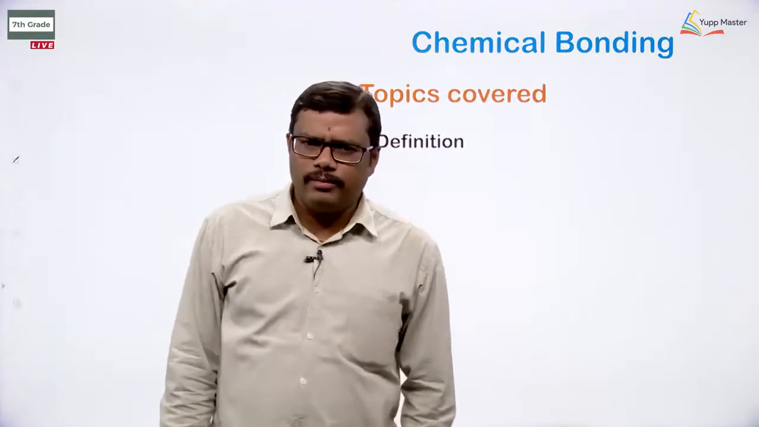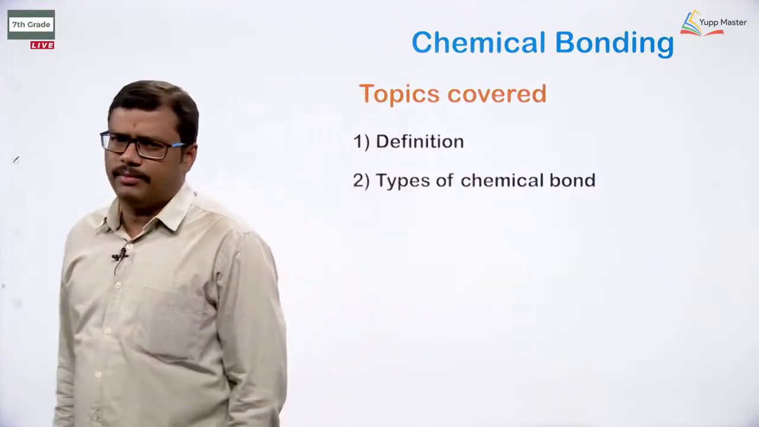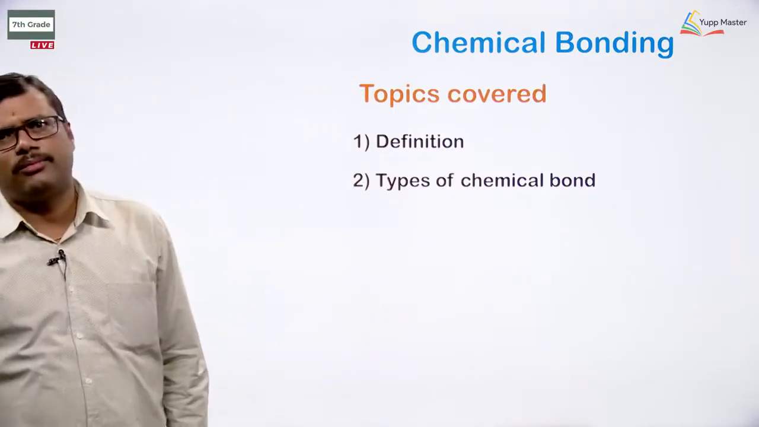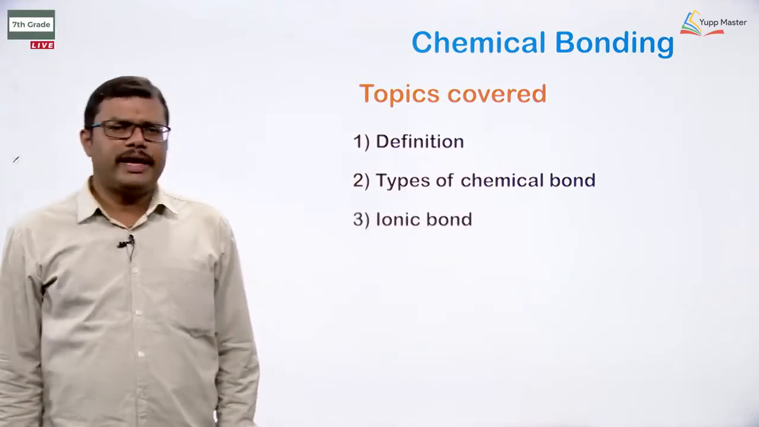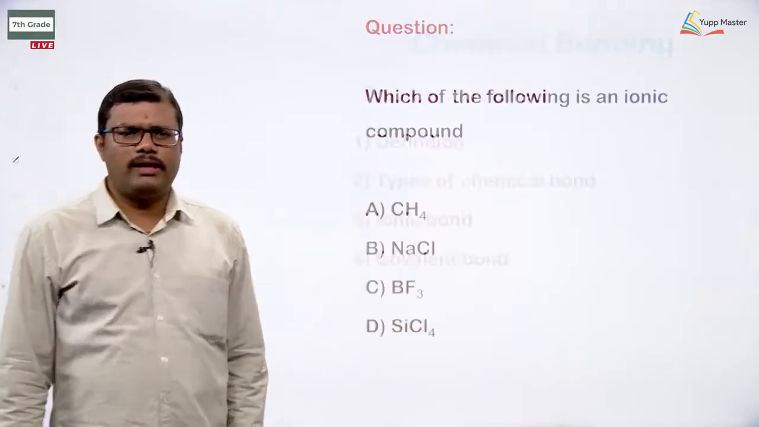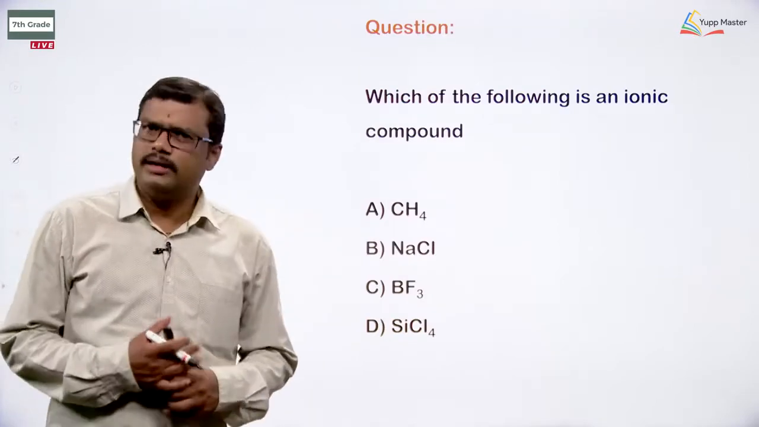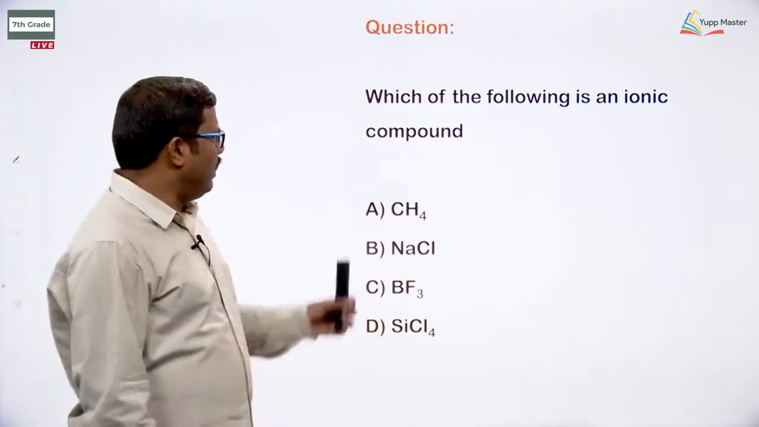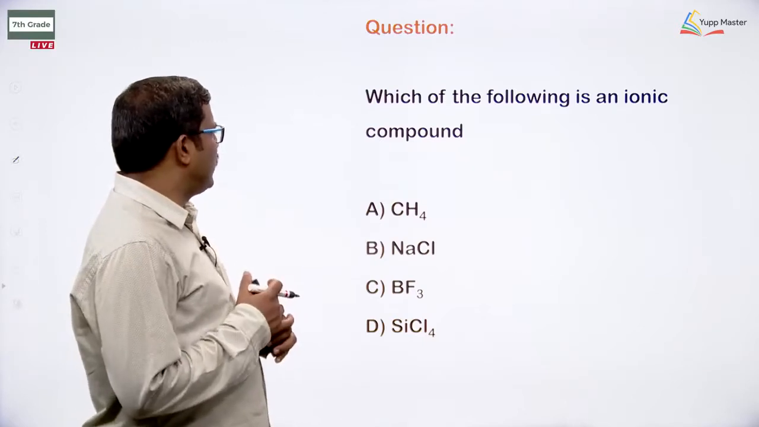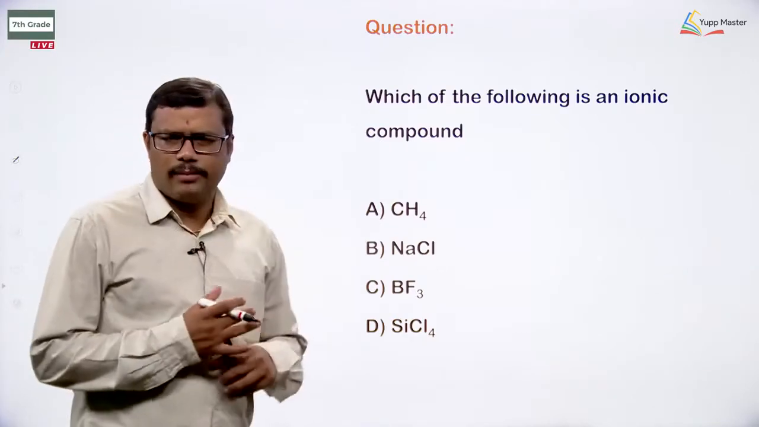So, when you look at chemical bonding, we come across the definition of chemical bonding, how the atoms are bonded together, and different types of bonds like ionic bond and covalent bond. All these concepts are going to be discussed under this particular topic. These are the kind of questions we generally expect in the case of chemical bonding.